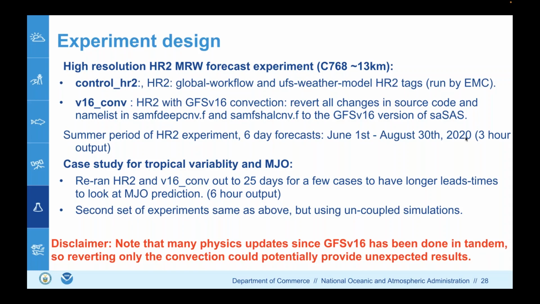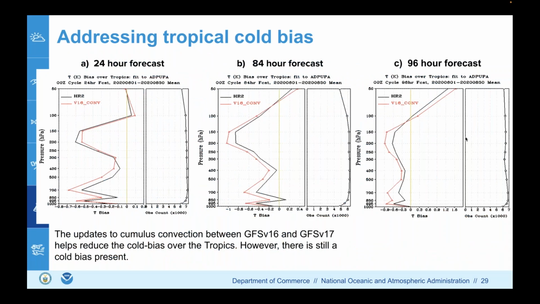So I ran a summer period and then also ran a couple case studies a little bit longer to take a look at tropical variability in the MJO. I want to mention that many of these physics updates since GFS version 16 have been done in tandem with other updates, primarily in clouds, radiation, and boundary layer. So reverting only convection could potentially provide some unexpected results.